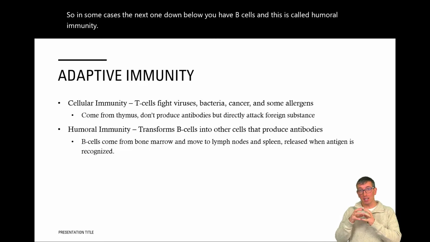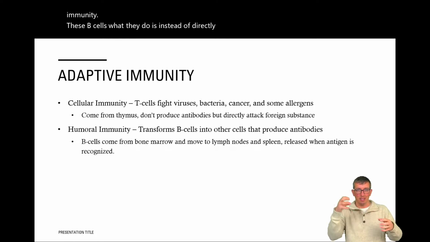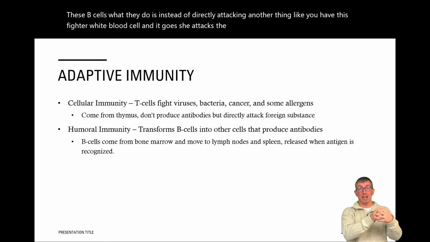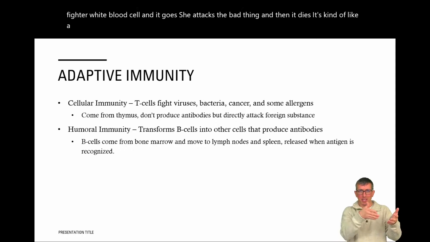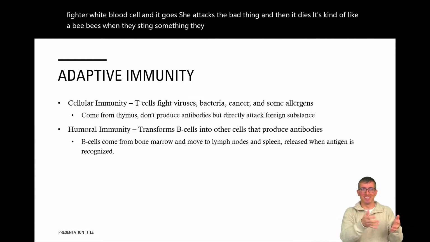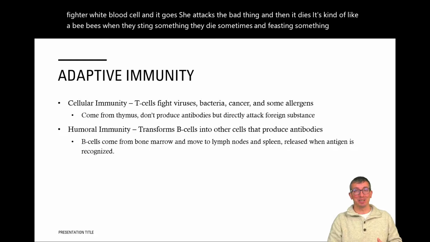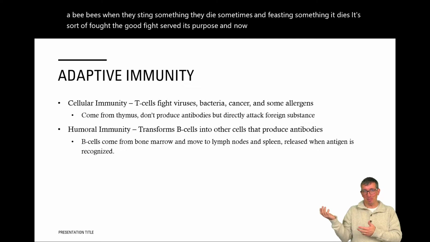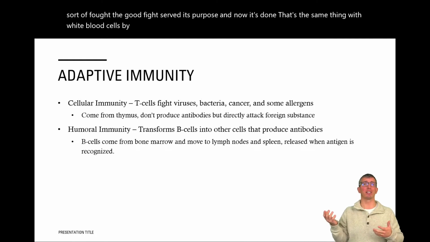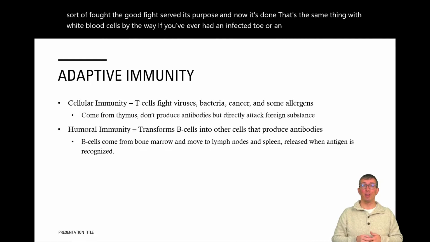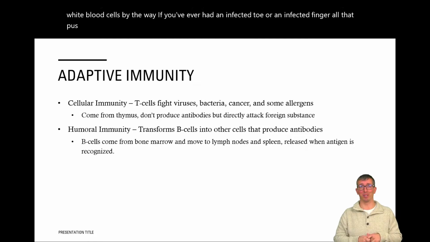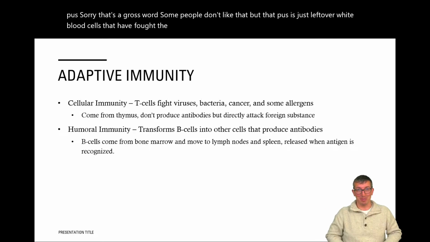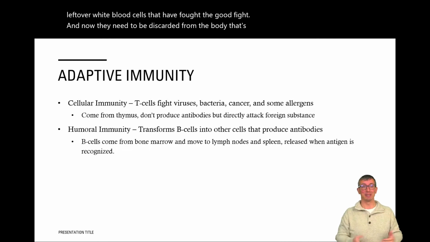These B cells, what they do is, instead of directly attacking another thing, like you have this fighter white blood cell and it goes and it attacks the bad thing and then it dies. It's kind of like a bee. Bees, when they sting something, they die sometimes. It sort of fought the good fight, served its purpose, and now it's done. That's the same thing with white blood cells. By the way, if you've ever had an infected toe or an infected finger, all that pus, sorry, that's a gross word, some people don't like that, but that pus is just leftover white blood cells that have fought the good fight, and now they need to be discarded from the body. That's why you drain those things.